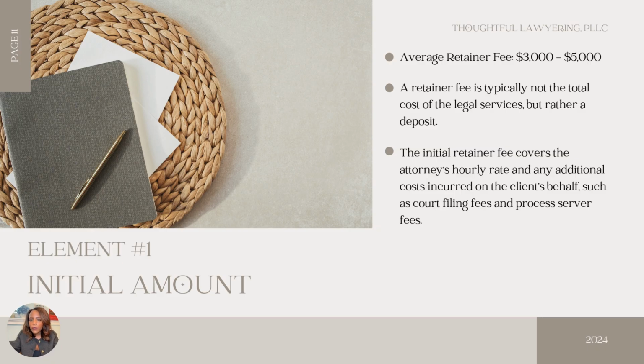For a family or divorce case, the average retainer fee is usually between $3,000 and $5,000. However, it could be much more depending on the complexity of your case and the attorney's experience. It's important to know that the retainer fee typically doesn't cover the total cost of your case. Think of it as a down payment. The initial retainer fee will likely cover the attorney's hourly rate for work on your case, as well as costs like court filing fees and process server fees.